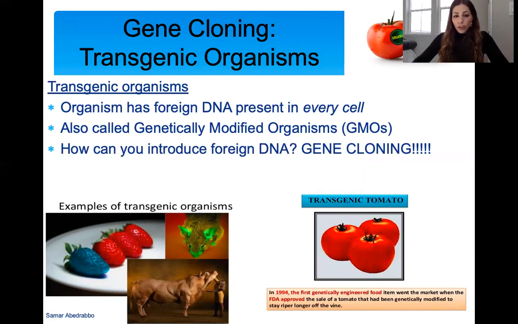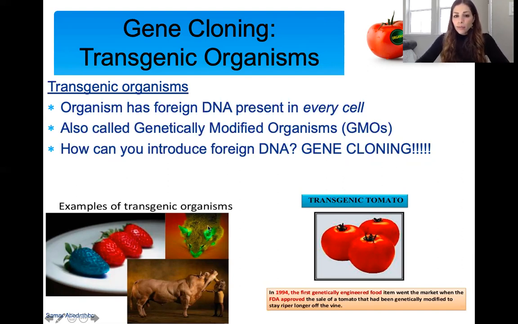How can you introduce foreign DNA into an organism? Gene cloning. This is what we learned about. So, examples of transgenic organisms, we're going to talk about it. You can turn fruit different colors. Strawberries are typically red. If you insert a gene that makes them another color, that's a transgenic strawberry. It has the gene that now codes for blue color.